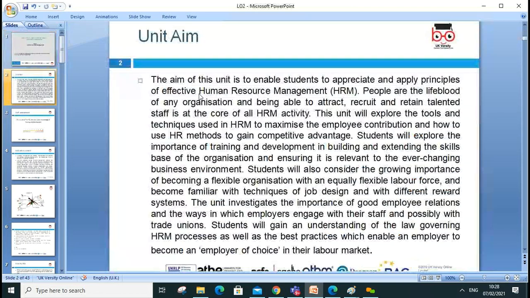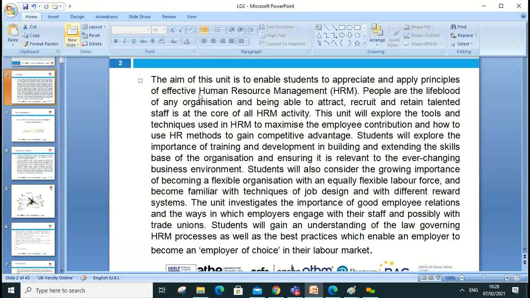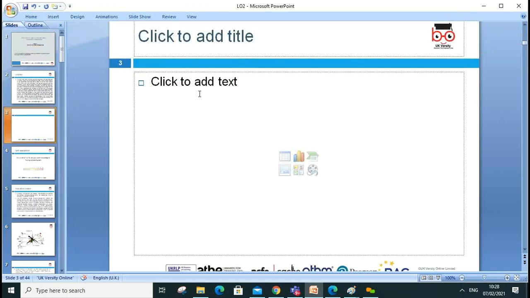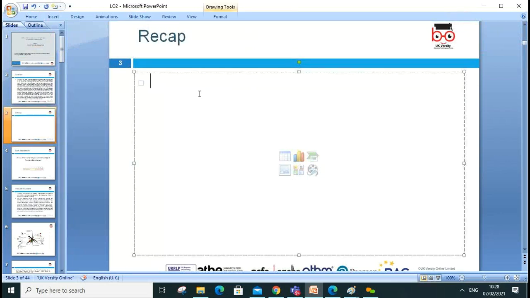So before starting our session, we'll recap what we learned during our last lesson. Anything you remember from last lesson? Lesson 1 recap. Yes, what we discussed. Anything we remember from last lesson? We learned about what is human resource management.